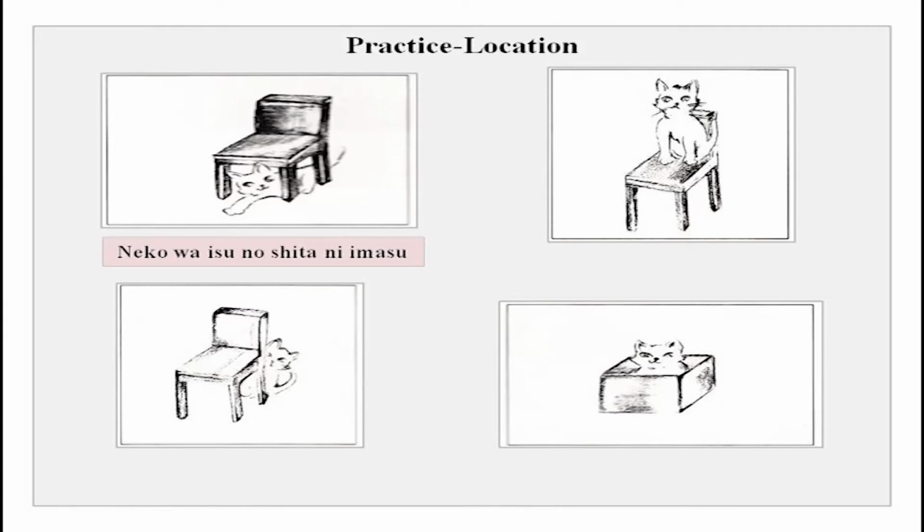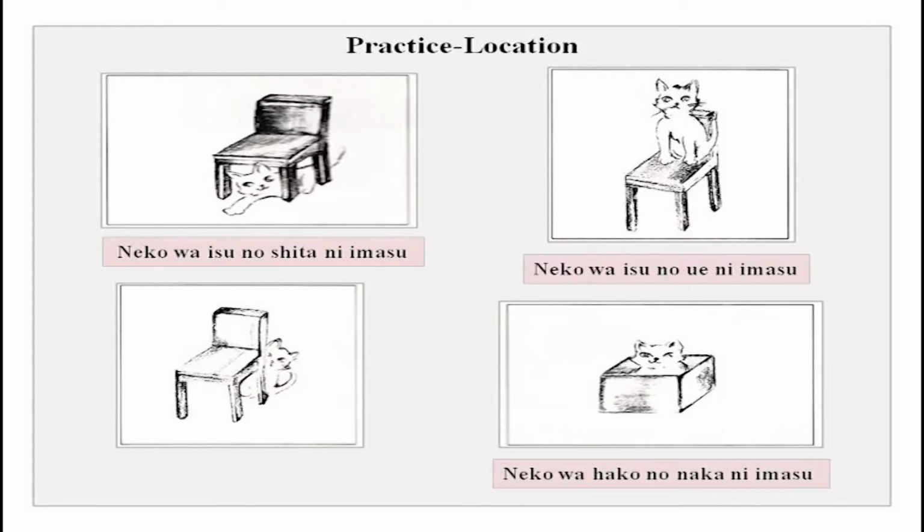Neko wa isu no shita ni imasu. Neko wa hako no naka ni imasu. Of course, over here again you can remove the naka over here. Neko wa hako ni imasu is also used and correct. Neko wa isu no ue ni imasu, on top of the chair, and we have neko wa isu no ushiro ni imasu.